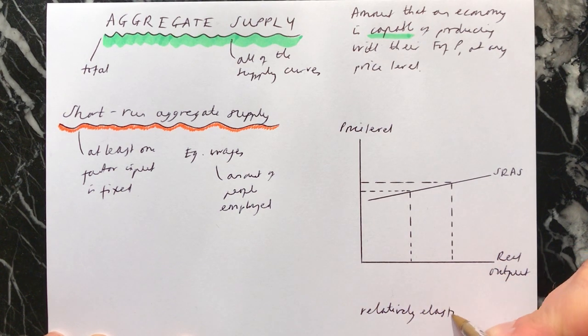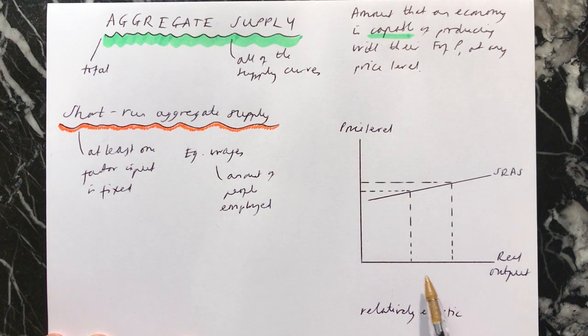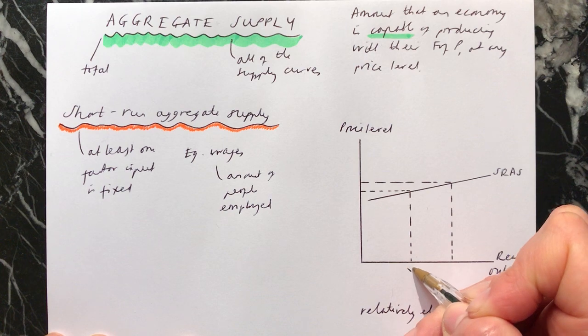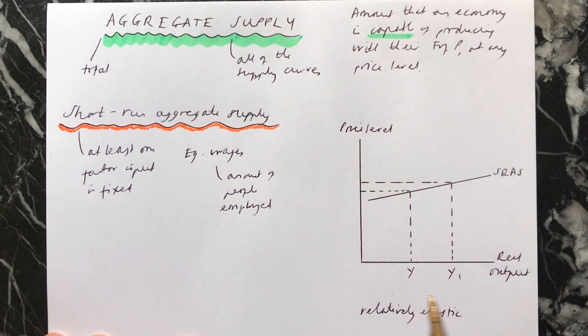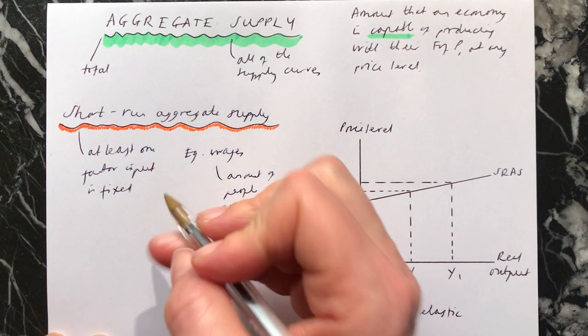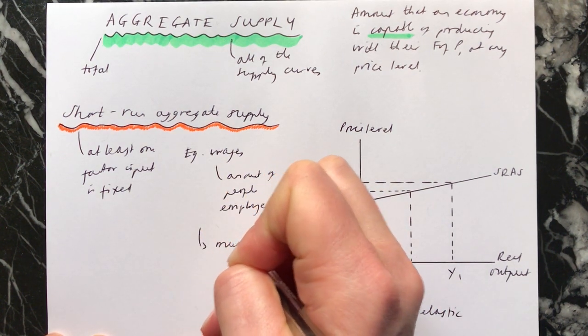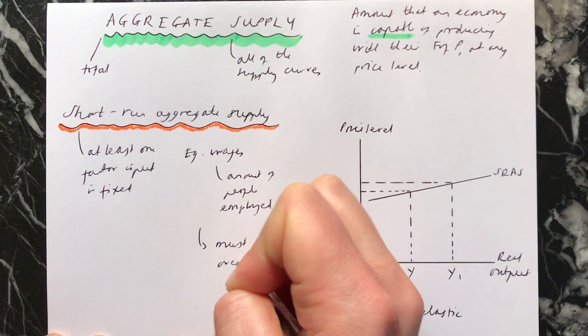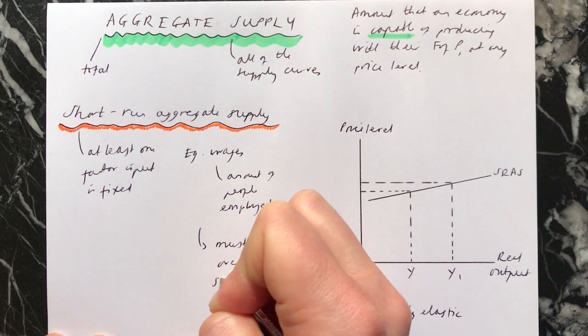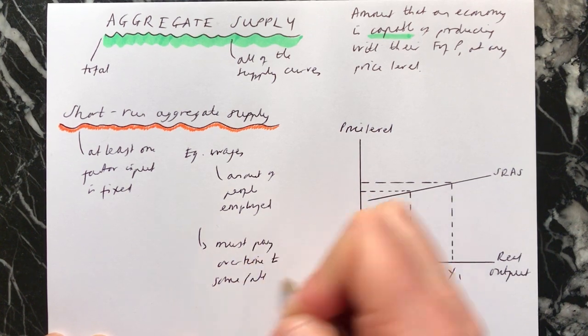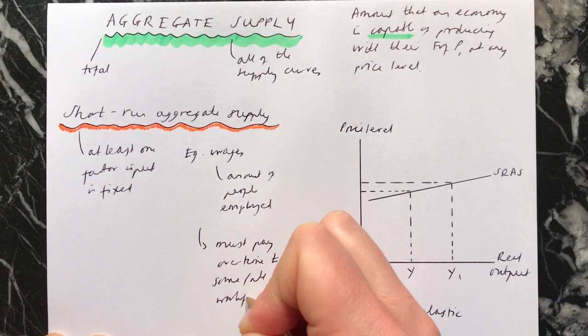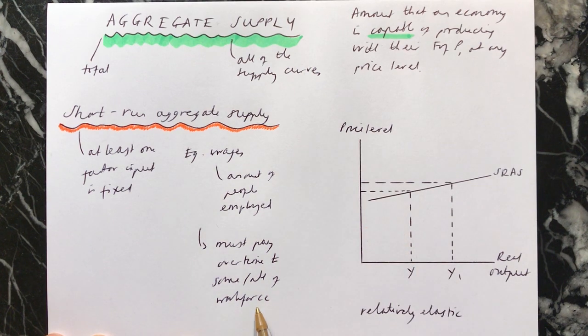And the reason that it's shaped like this, let's go back to our example of wages, is let's imagine that the firm wants to supply more output. So they want output to go up from Y to Y1. Because we're assuming that the amount of people who are employed in the short run is fixed, this means that if they want to increase their output, they must pay overtime to some or all of the workforce, so the people who are working in their business.